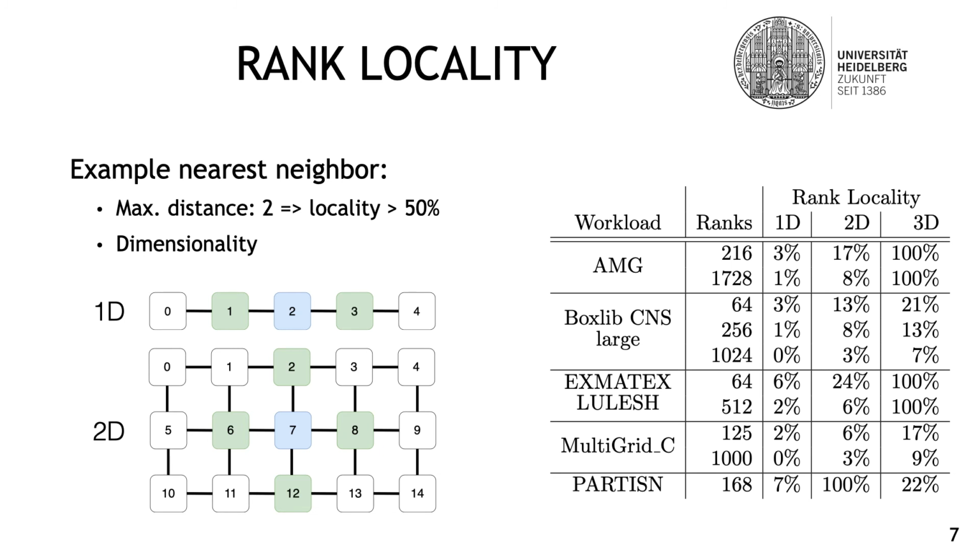At one dimension, we have rank 2, which has its direct neighbors 1 and 3. This results in a rank distance of 1 and a locality of 100%. If we are now looking at 2 dimensions and rank 7, it has also direct neighbors in 6 and 8, which results in a distance of 1 and a locality of 100%, but it also has direct neighbors in 2 and 12, which results in much larger distances and less locality.